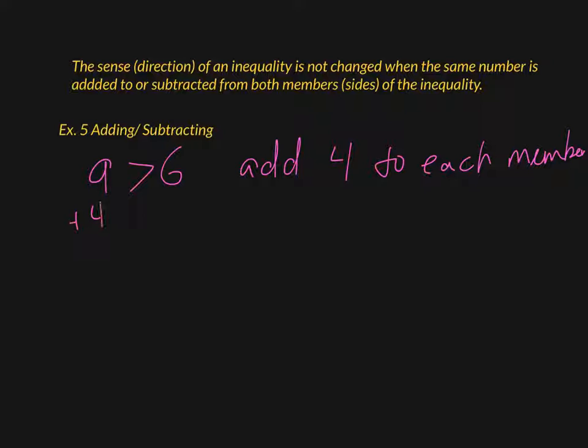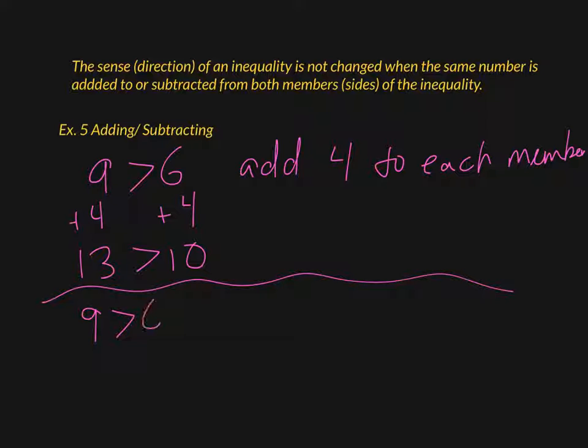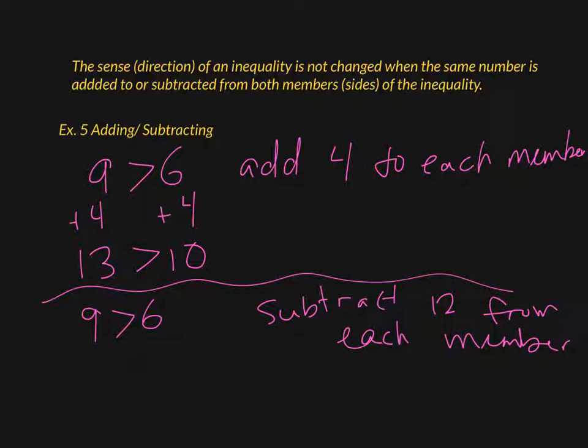So if we add 4 here, add 4 here, we now have that 13 is greater than 10. We did not change the signs. Let's say we want to subtract now. We've got 9 greater than 6. We want to subtract 12 from each side, each member. Your textbook problems use this terminology. So if we're minusing 12 from both sides, we're not changing our sign in this case. So we've got 9 minus 12, or negative 3, is greater than negative 6.